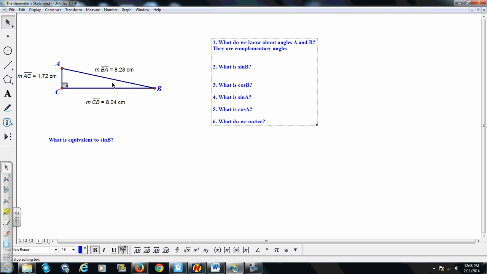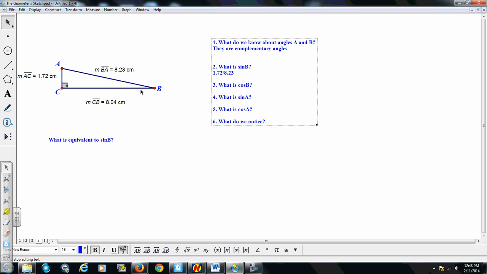So let's get back down here to our reference angle, and I can see that if I go across my triangle, that 1.72 is my opposite. My hypotenuse is the side that is sitting across from my right angle. So that has to be 8.23. Again, the hypotenuse never changes.